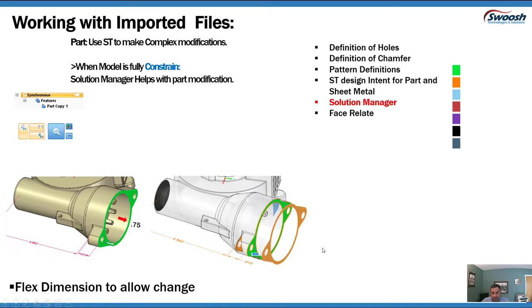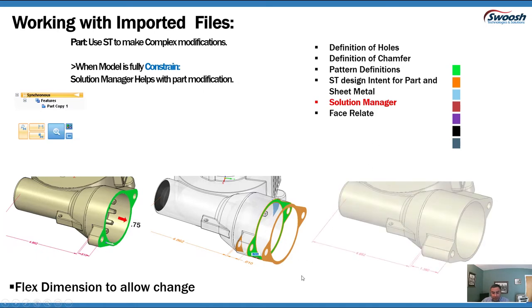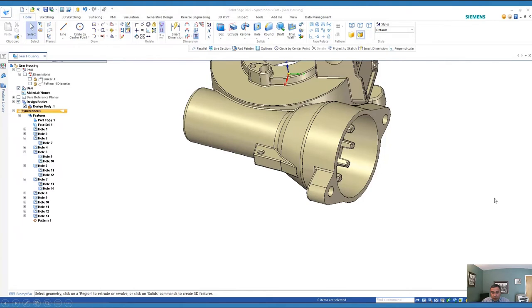And once I enter that value, it goes into Solution Manager mode. And that gives me a visual of what is preventing it from moving in this direction. In other words, this direction, right, 0.75. And it highlights dimensions for me and tells me what I need to do. In other words, I need to flex the dimension to allow it to change. Let me go ahead and take that demo here.